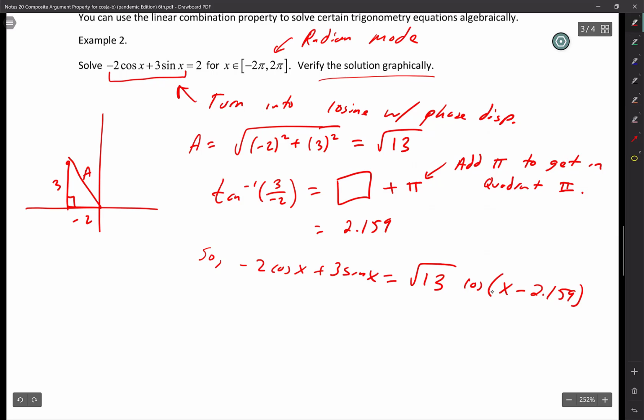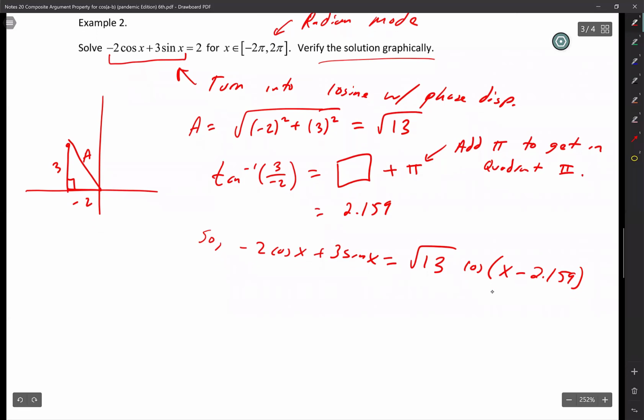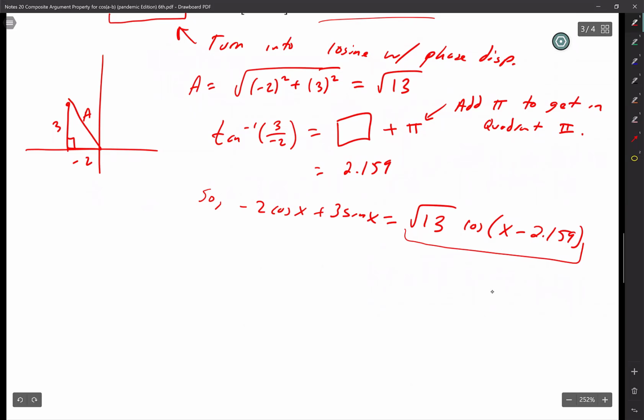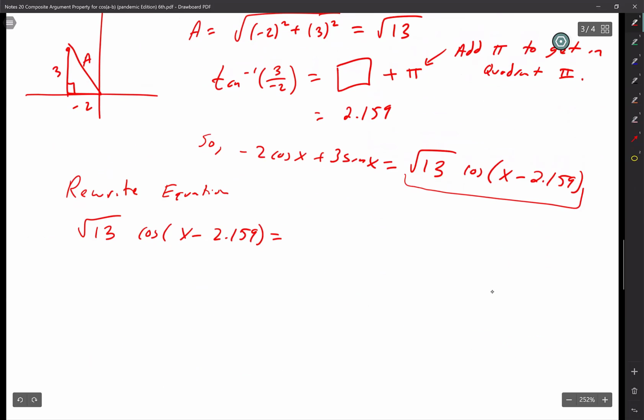All right, don't worry, we're almost done. We're so close, guys. All right, so what do we do to solve this? Here's what we're going to do. And actually, next time I'm going to use prettier numbers because I don't like all these not pretty numbers. So we're going to rewrite the equation: square root of 13 cosine of x minus 2.159 equals 2.